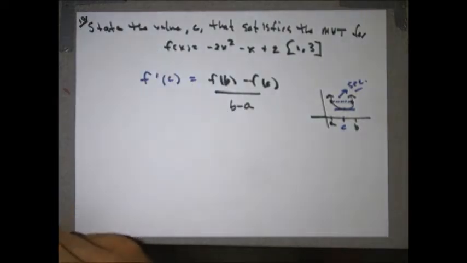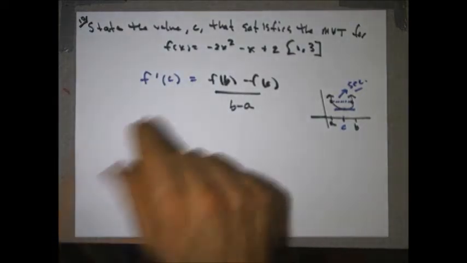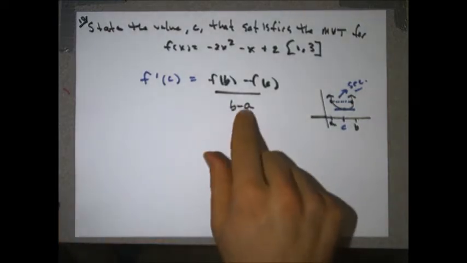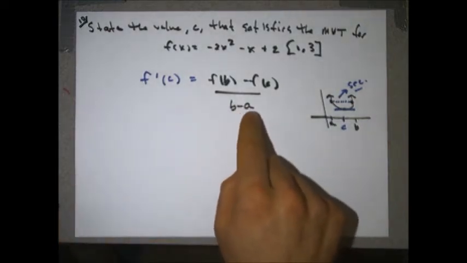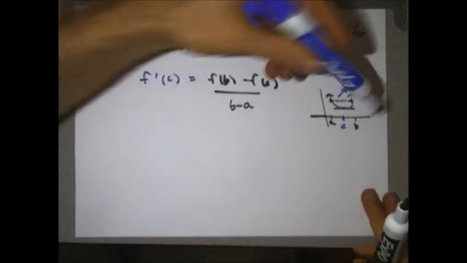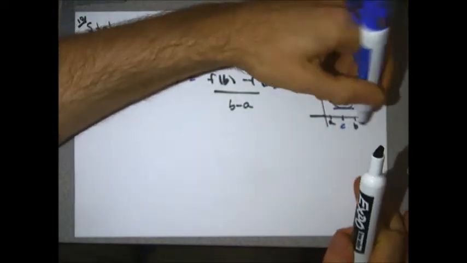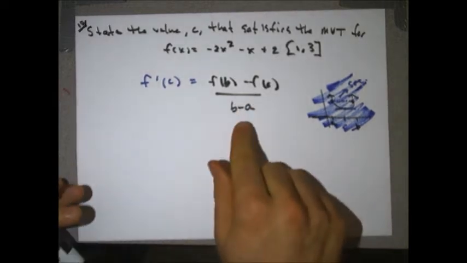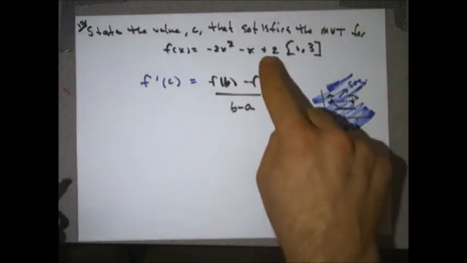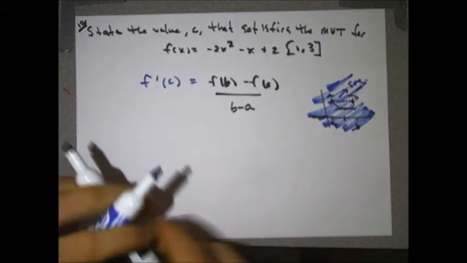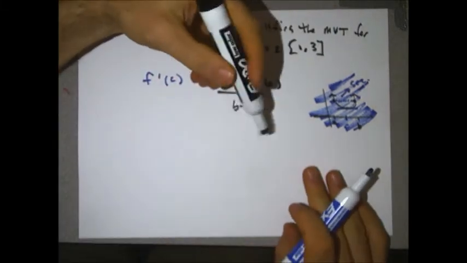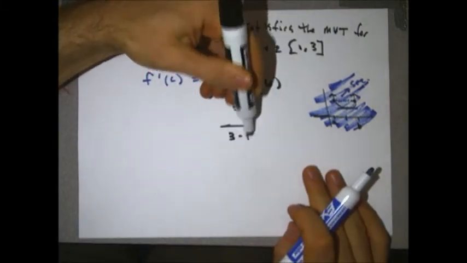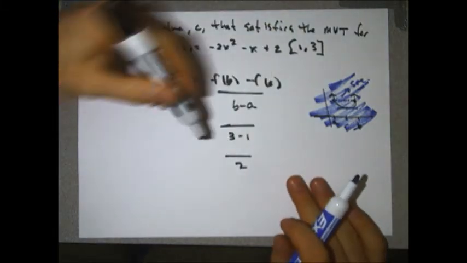So this problem says state the value c that would satisfy this. Well, the first thing I need to do is find what is going on the right side of this equation. I'm going to scratch this graph out now so you don't get confused. I want to find f of b minus f of a, so I plug in 3 into this equation, and I plug in 1 into this equation, all over b minus a. Well, b minus a is 3 minus 1, which is 2.